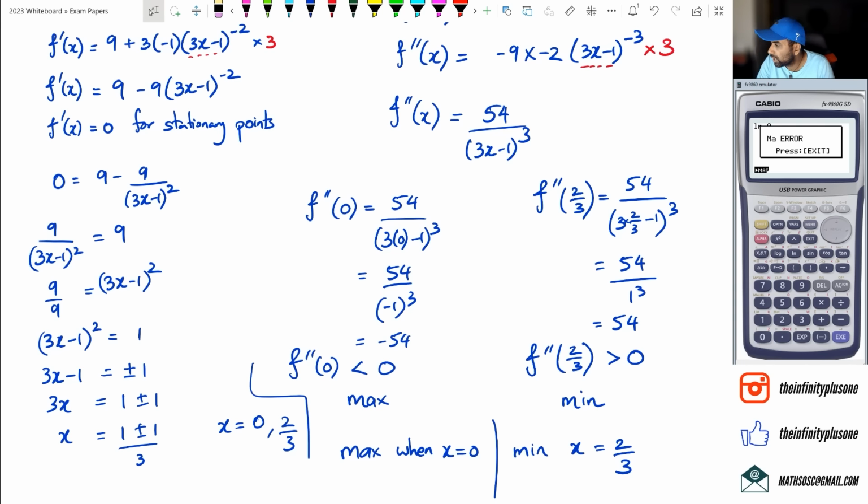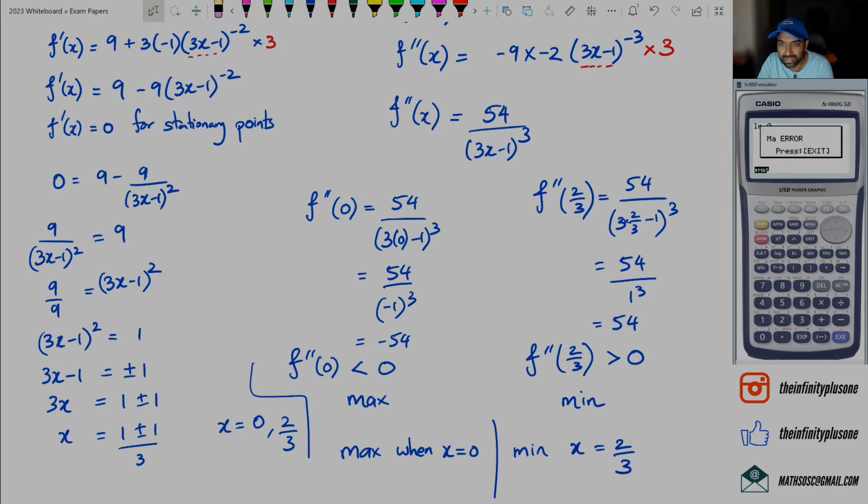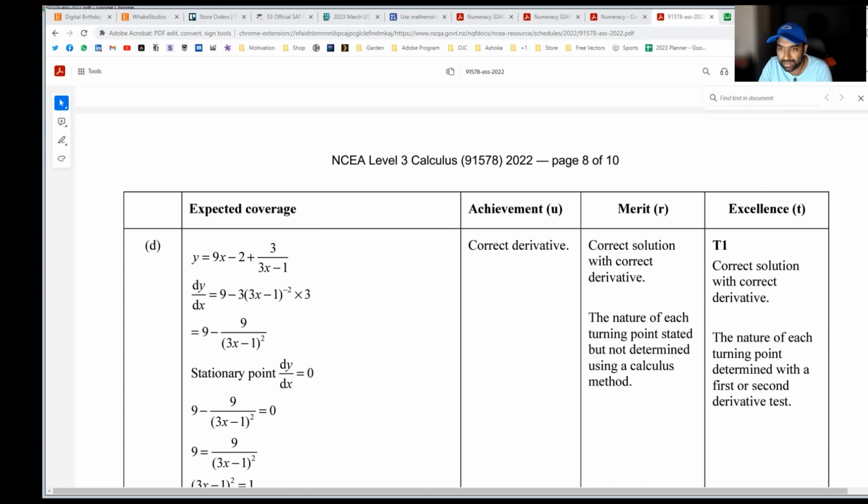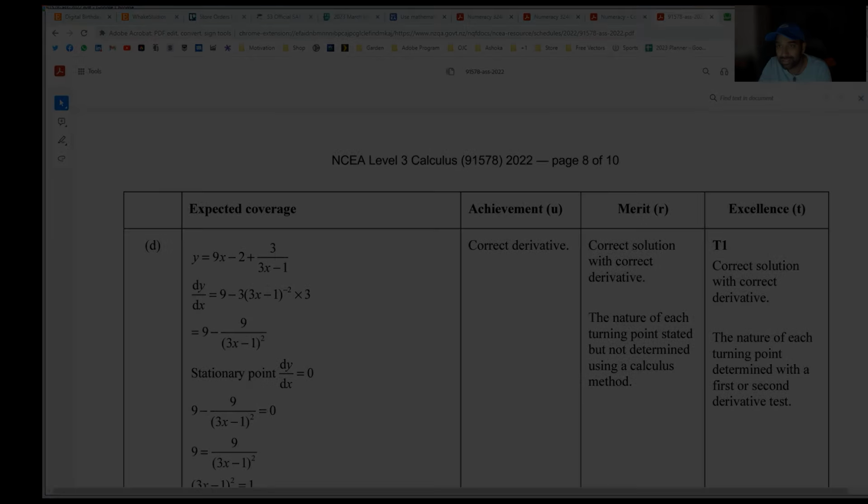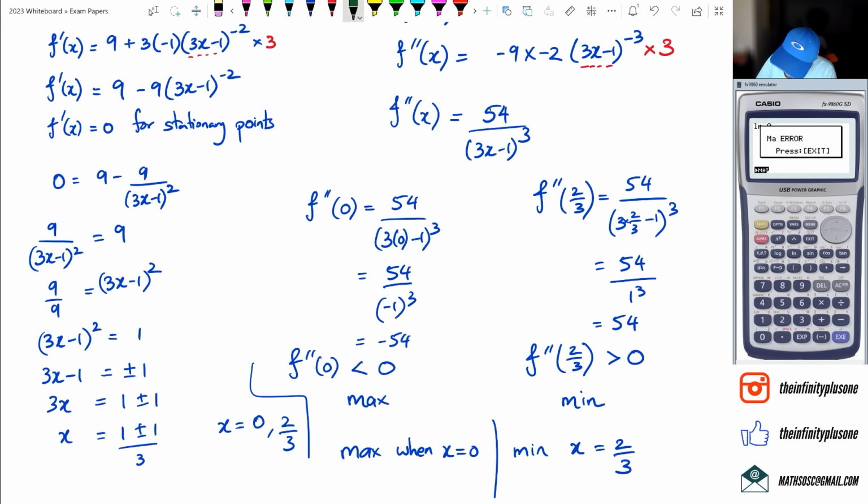So grades wise, guys, wow, this is an Excellence question. What do you know? I was surprised to see this as an Excellence question, but there you go. Correct solution with correct derivative, nature of each point, turning point determined with first or second derivative test is an Excellence question. So that gives you an E7. So it could end up with 7 points for that.